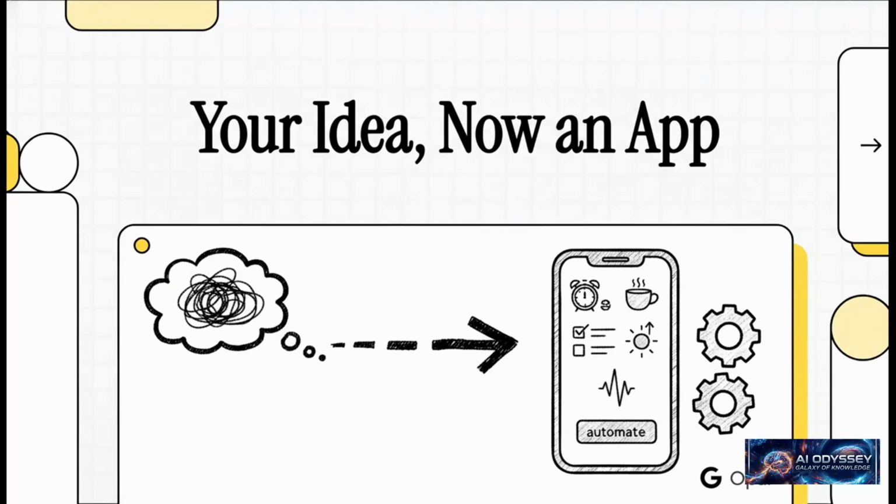So, what if you could build an app for, well, pretty much anything you do, just by describing it? Today, we're diving into a new tool from Google called Opal that promises to do exactly that. It's all about turning your ideas into actual working apps without having to write a single line of code.